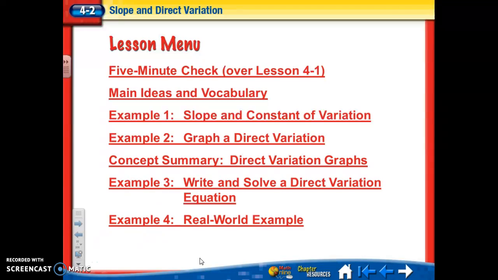Today we're going to look at slope and direct variation just briefly. This lesson we're flying through. You will not even get homework on this, but I just wanted to make sure that you're familiar with these. So chapter 4 section 2 is slope, and then it's going to talk direct variation.